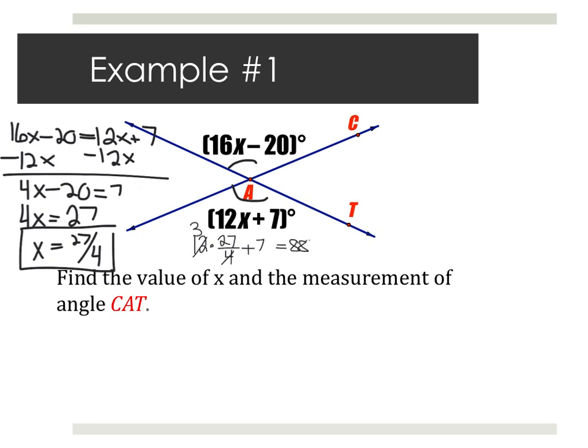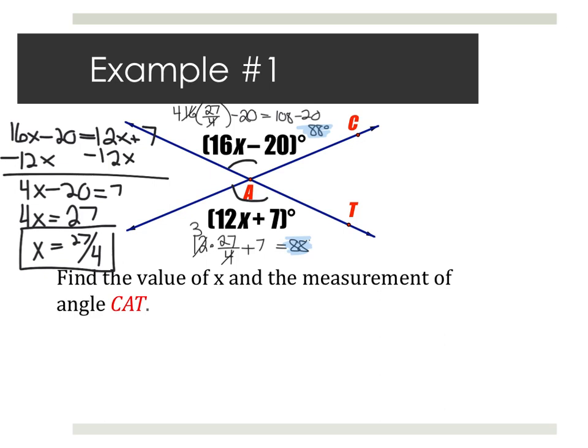And now, just because I'm a little bit nervous that the answer wasn't right, I'm going to do 16 times 27 over 4 minus 20. 4 goes into 16 4 times. 4 times 27 is 108. 108 minus 20 is also 88 degrees. So because these two answers were the same, I got an 88 here and I got 88 here, even though the answer being a fraction made me a little bit nervous, I know that it's correct. And that's because vertical angles are congruent to each other.